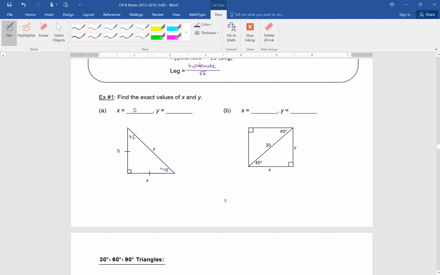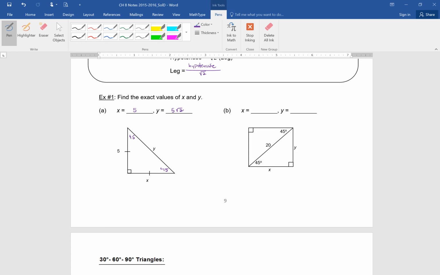So now I have that that's 5 and that's 5. And how big is the hypotenuse? 5 root 2. And it's always n radical 2.